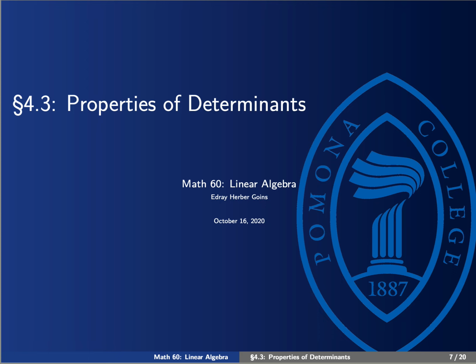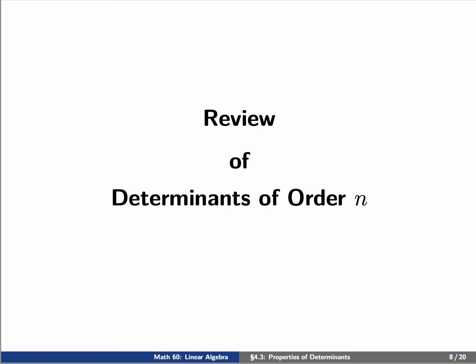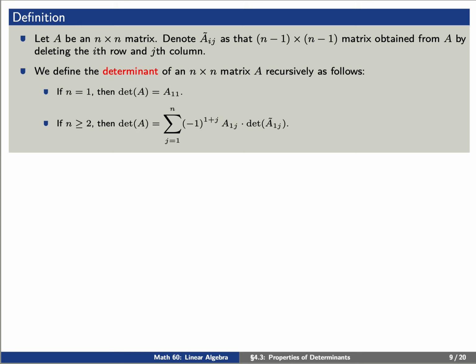Today we're going to talk about properties of determinants. Let's start by reviewing some properties of determinants of order n that we discussed in the last lesson. First, we'll start off with the definition of the determinant.